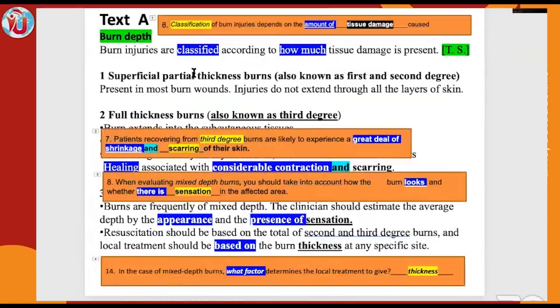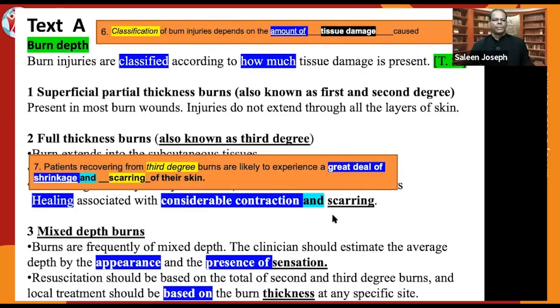Let's check. Part A. The classification of burn injuries depends on the amount of tissue damage caused. That is the sixth question, in the topic sentence. I said the first sentence, the topic sentence, is always important. See, burn injuries are classified according to how much tissue damage is present. In the initial stages, you have to write down this sentence as well as the question statement in the notebook. Gradually, you will develop competence.